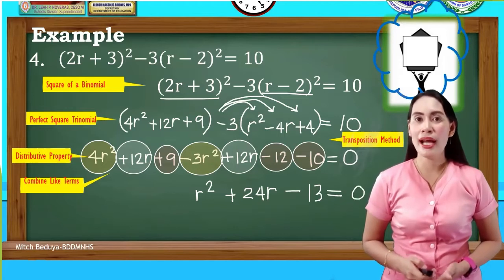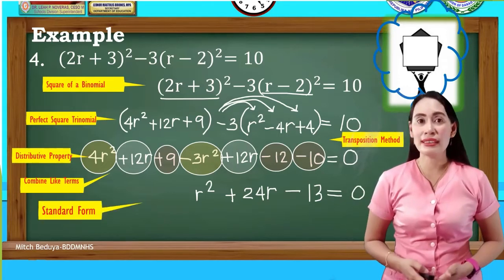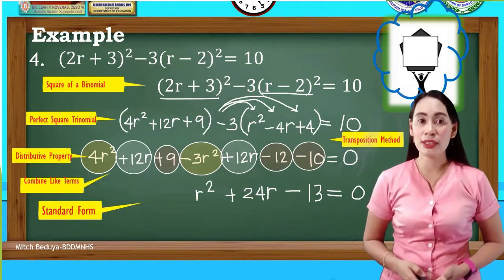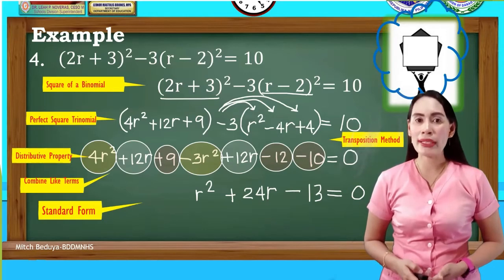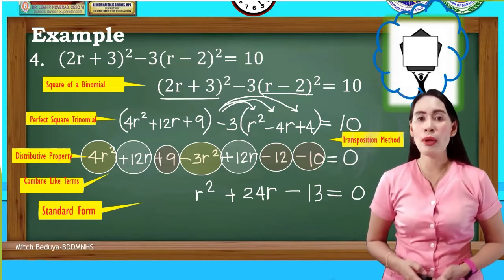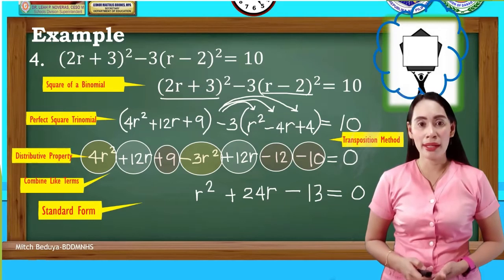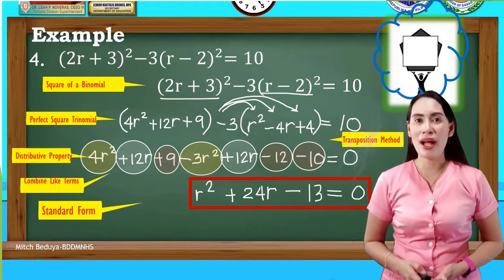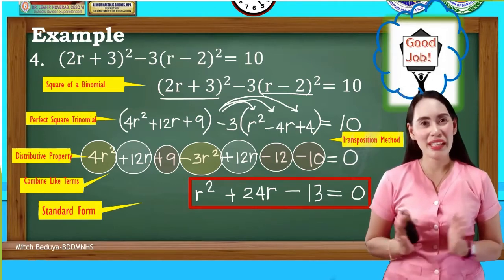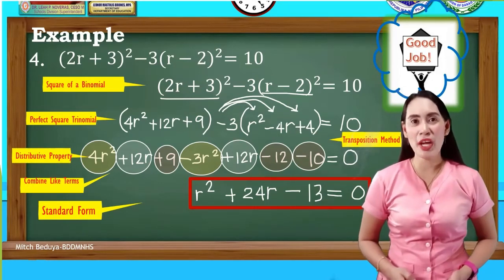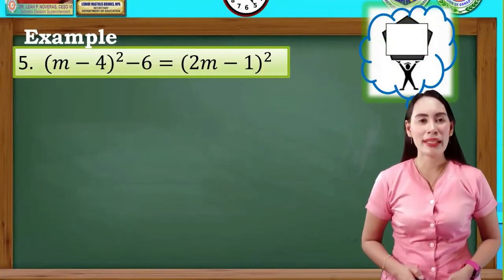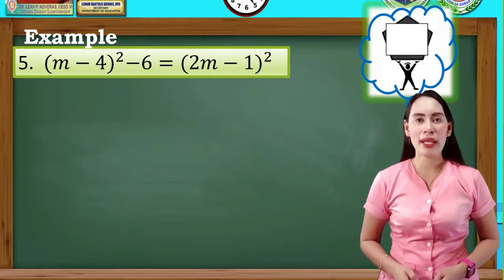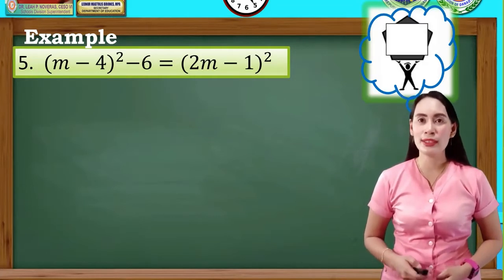Then equate to 0. Hence, the standard form of the equation, the quantity of 2r plus 3 squared minus 3 times the quantity of r minus 2 squared equals 10 is r squared plus 24r minus 13 equals 0. Okay, good job! Example number 5. The quantity of m minus 4 squared minus 6 equals the quantity of 2m minus 1 squared.